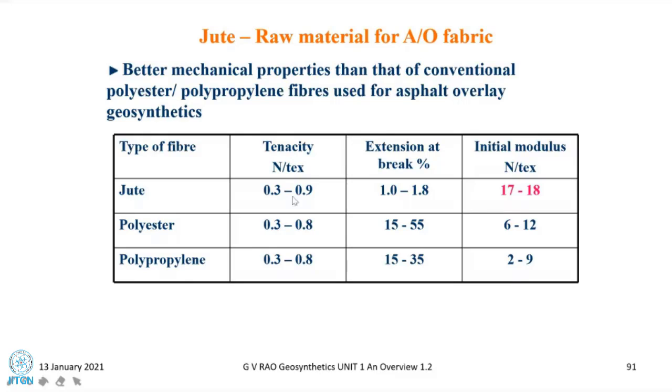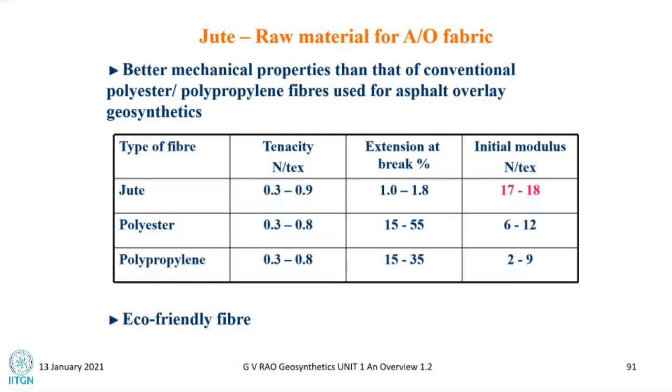So the tenacity is of the same order. The strength, the extension at break probably is better also. We talk about the fiber. The initial modulus is also very high. In fact, that means the jute in its original form is one of the strongest materials. One thing is it is biodegradable. So that is the point which you have to see.